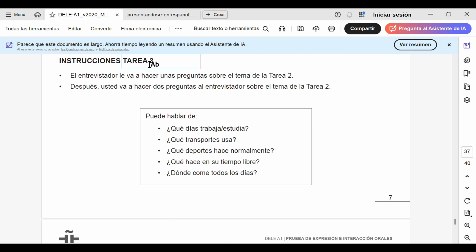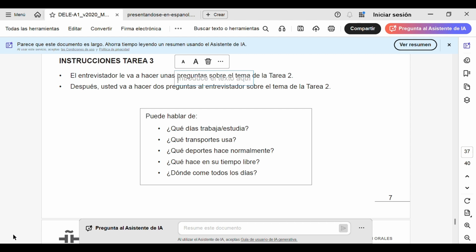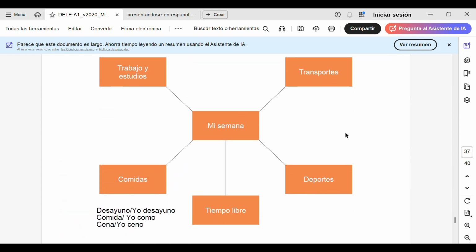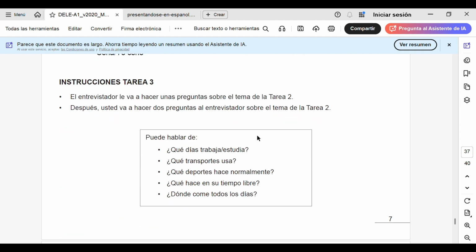So for the tarea 3, chicos, this is the interaction part. And for this, please also make a pause, read well what it says. And what technically they are saying is that you have no preparation time for this. And you are about to hear some preguntas or questions from the examinator. So they are going to ask you something related to what you just said here. Okay? So yeah, nothing new. Just about what you said, but you have to go deeper into that.